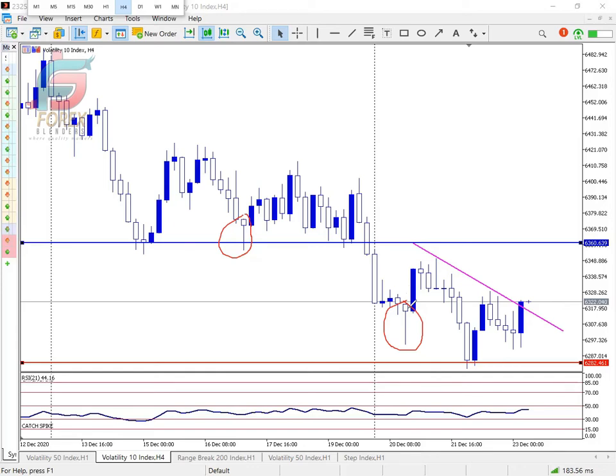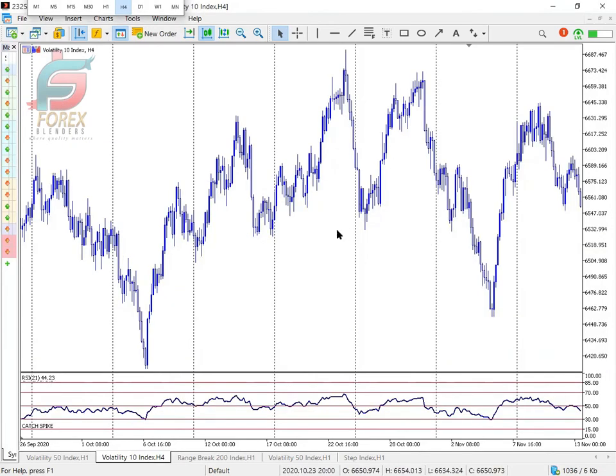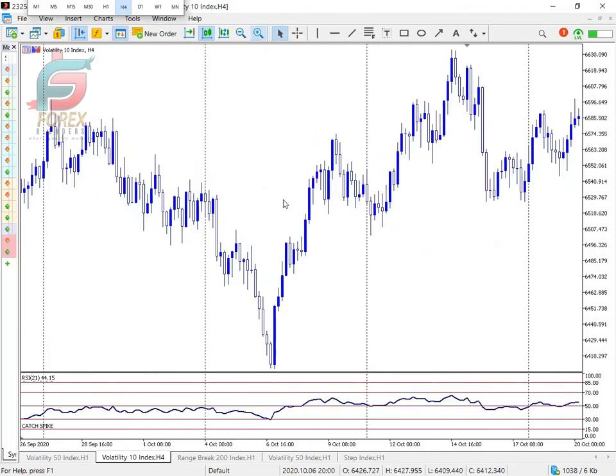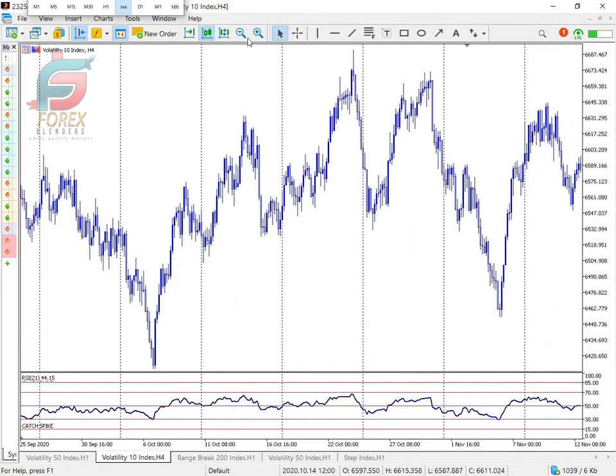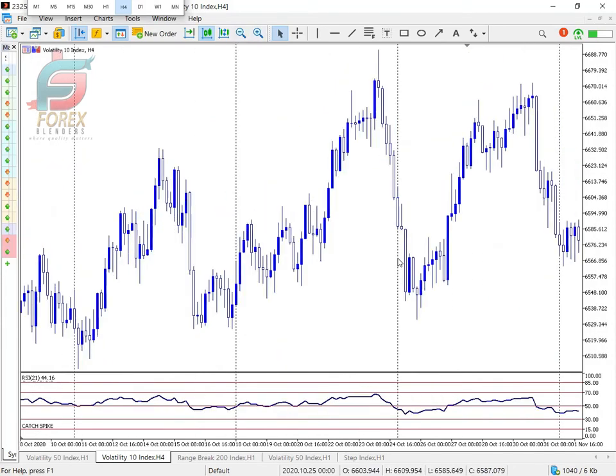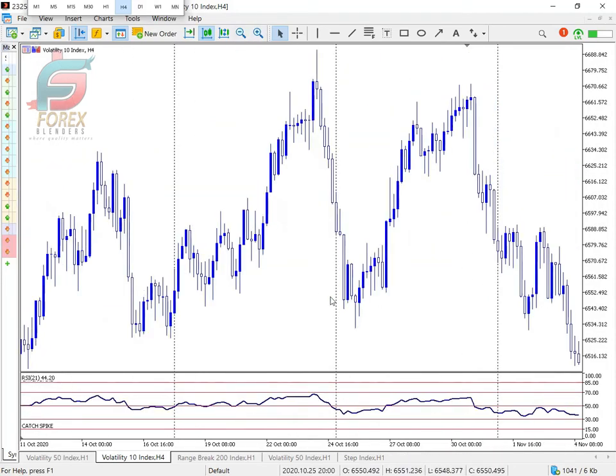Another thing, if the market has been trending for a while, see one here, when the market was trending down. Okay, I'll just zoom in a little bit so that you can see it here. You can see here the market was dropping, and you can see another one here when the market was going up. So this happened, and you can see where the RSI was. The RSI was 70. That's another confirmation.